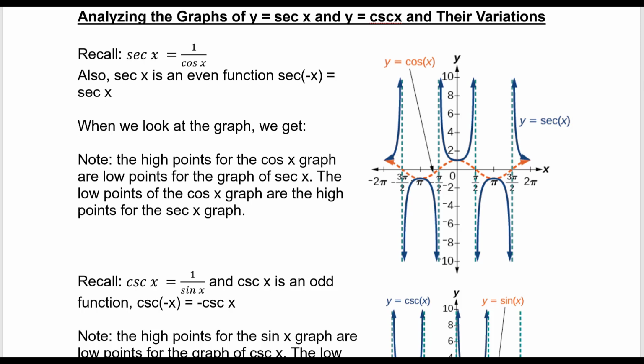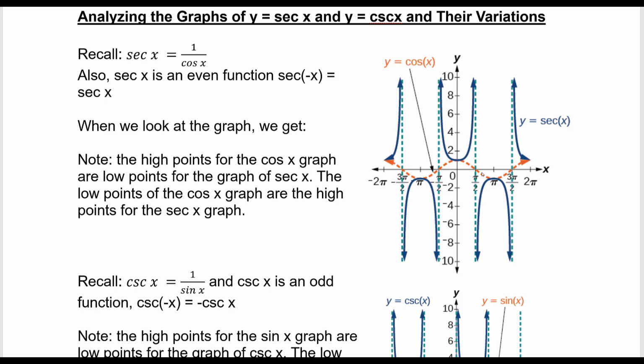In this video, we're going to look at the graph of secant x and cosecant x and their variation. Remember that secant is one of our cosines, so secant of x is also an even function, such that secant of negative x is equal to secant of x. If we look at our cosine of x, we get this orange curve. Since it's 1 over cosine, at the high point of cosine we get the low point of a secant, and at the low point of cosine, we get a high point of a secant.